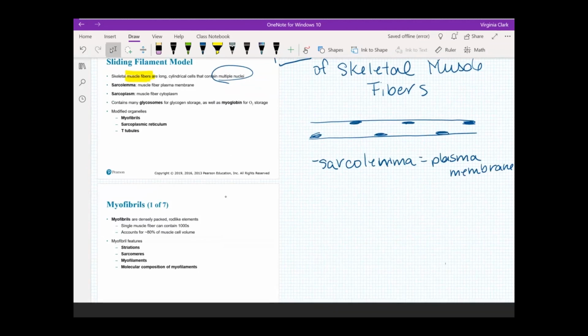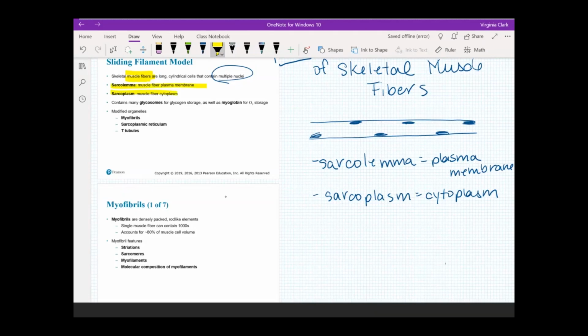And inside that plasma membrane with all of the organelles, we will have a sarcoplasm. So this is our cytoplasm. It has a different feature, a couple different characteristics, and a couple different organelles. So our sarcolemma is our plasma membrane. Our sarcoplasm is going to be our cytoplasm. So those are a couple different terms for this chapter.